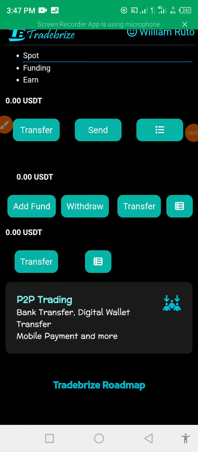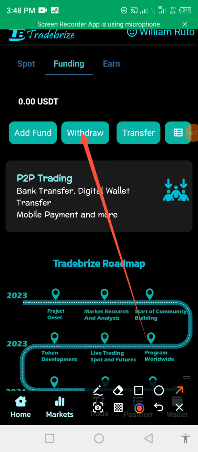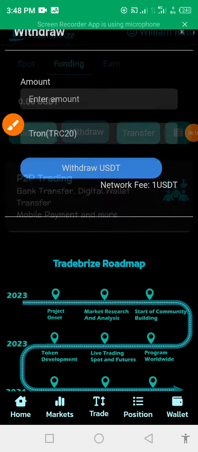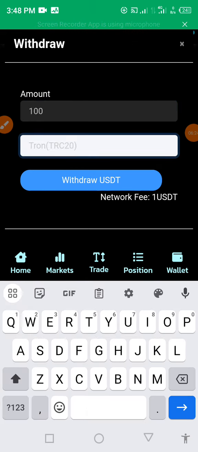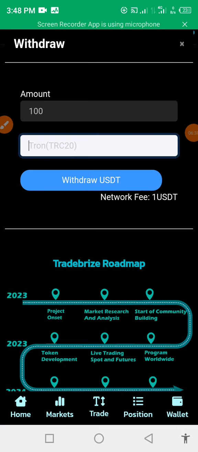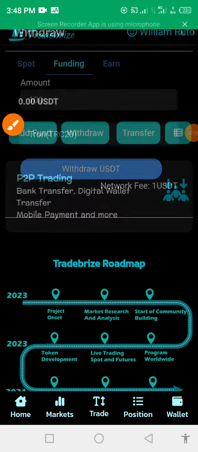Then in order to withdraw your money, after you get it inside funding, you touch this one, withdraw. After this, you type the amount you want to withdraw, let's say 100 USDT. Then Tron: you will go to Binance and copy the TRC20 Tron address. You understand? Then you copy it here. After that, you press withdraw. Then your money will be sent directly to your Binance account. It will take only 1 minute to enter your Binance account. The fee is only 1 USDT. So that's how you can withdraw your amount.